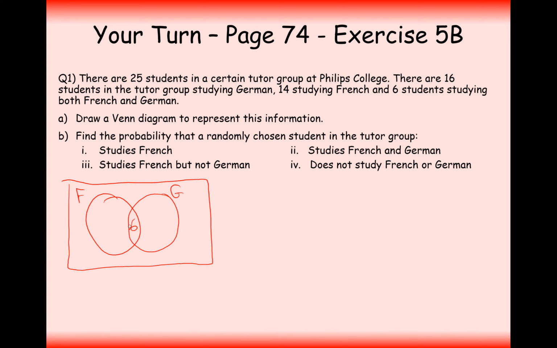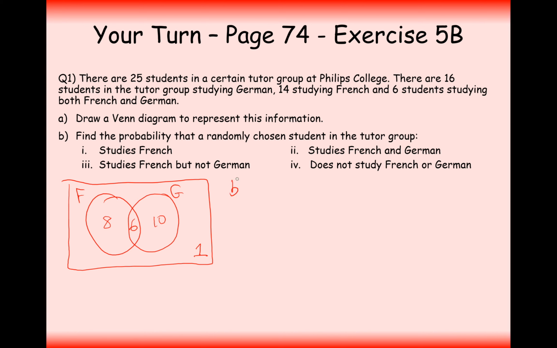If we've got 6 here and we have 14 people study French in total, that means we need 8 students who only study French and not German. We have 16 students who study German, so we have 10 students here to make up that full Venn diagram circle of 16. And we have 25 students in total. Now adding these together we get 24, so we've got one person who doesn't study French or German.